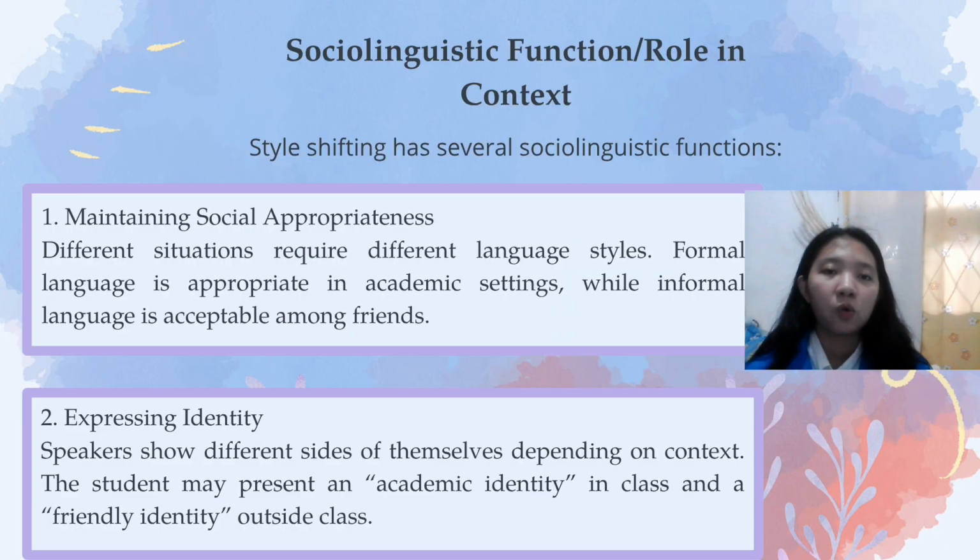Sociolinguistic function or role in context. Style shifting has several sociolinguistic functions, and the first one is maintaining social appropriateness. Different situations require different language styles. Formal language is appropriate in academic settings, while informal language is acceptable among friends.